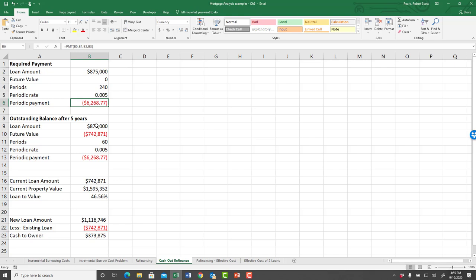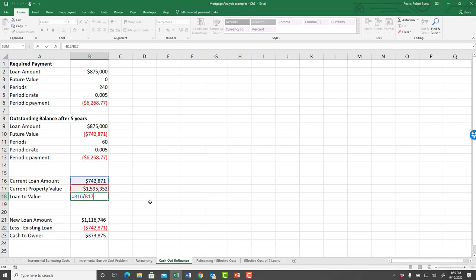And now to figure out after 5 years what the balance is, we're going to solve for the future value. Again, after 5 years, the interest rate, there's the payment. So we come up with this number. Now the question is, what is the current loan to value? Well, we need to look at the value, and this is simply a future value function. I'm growing the property's value by 5% per year for 5 years, and so I come up with about $1.6 million here. I look at the loan divided by the value, right? That's what a loan to value is. And so I get 46% here, 46.56%.